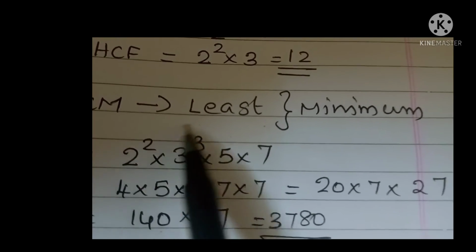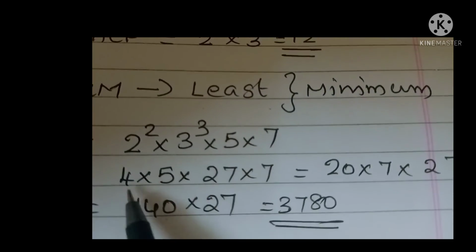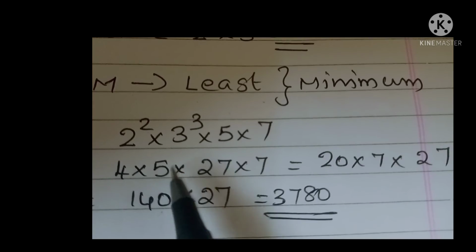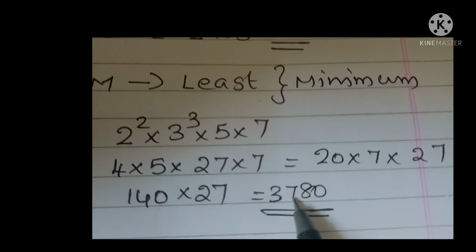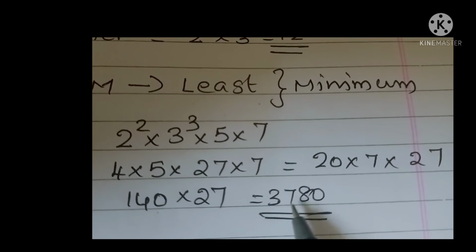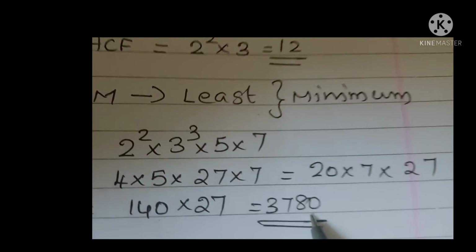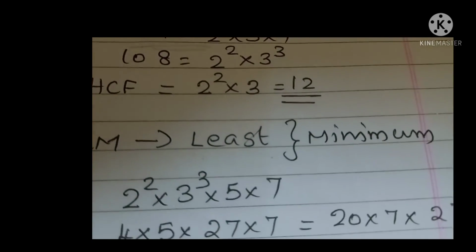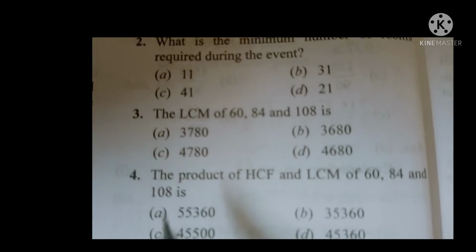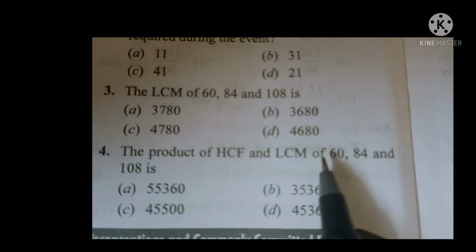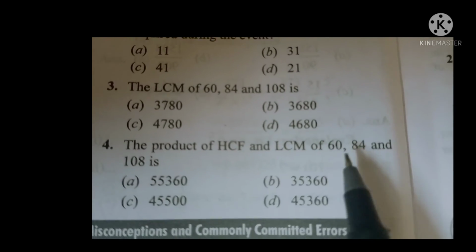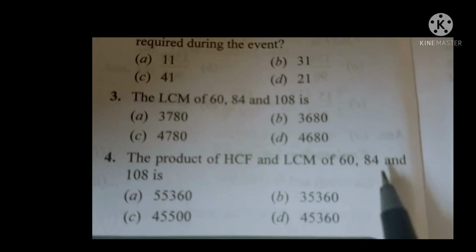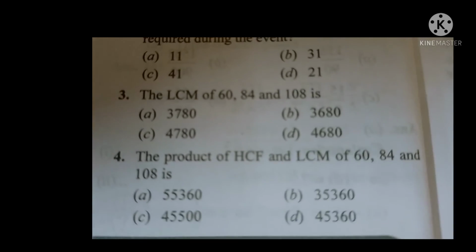So for easier calculation, we can multiply 2 square into 5. That is 4 5s are 20. 20 into 7 is 140, and 140 into 27. Then we will get the number as 3780. That is the LCM of the numbers 60, 84 and 108. Then the next one, the product of HCF and LCM of numbers 60, 84 and 108. So we want to multiply all these numbers, that is 60 into 84 into 108.